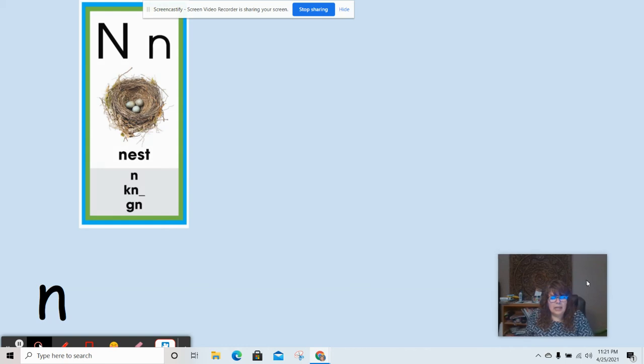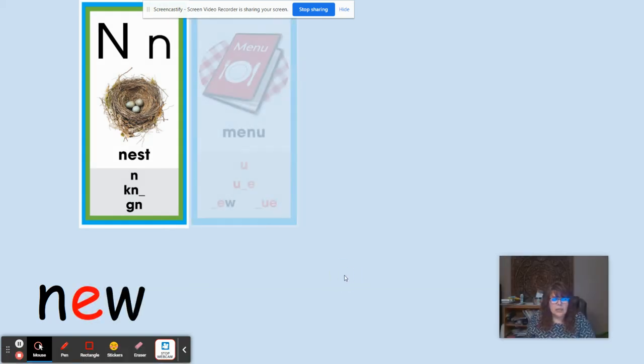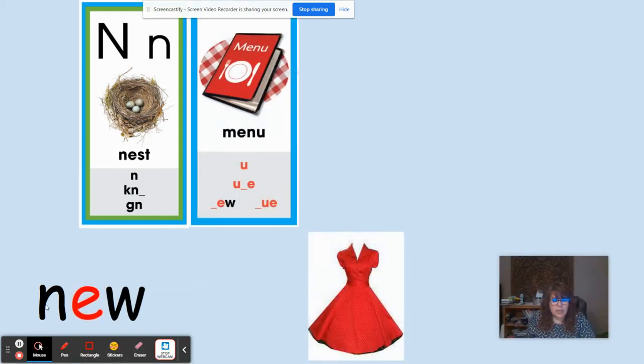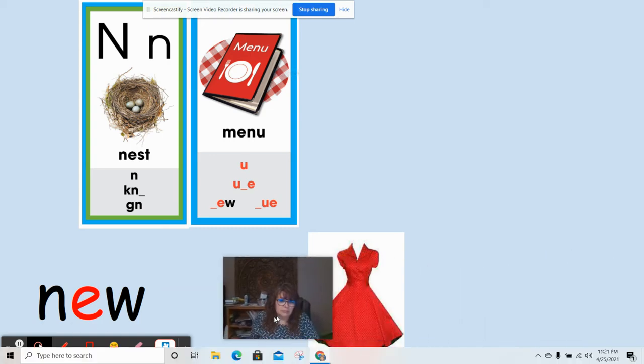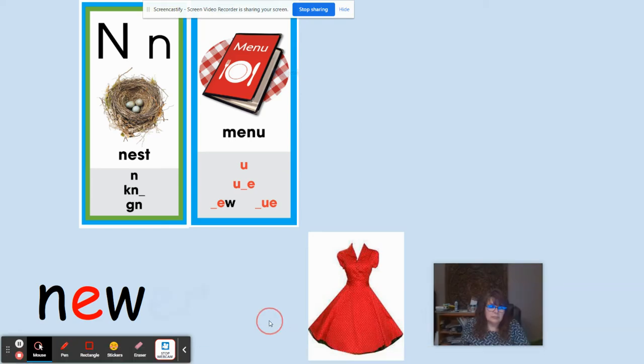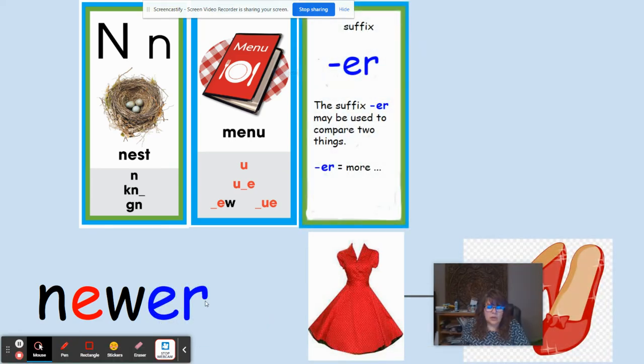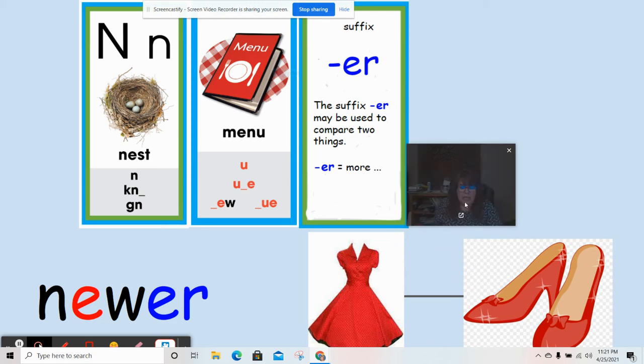Okay, N like a nest, E, W, U like in menu, and the word is new. The dress is new. Now we add the suffix and we say that we're comparing both things, and we can say that the shoes are newer than the dress. That means we're comparing two things. That's what the suffix er means in this case. More new than the dress.